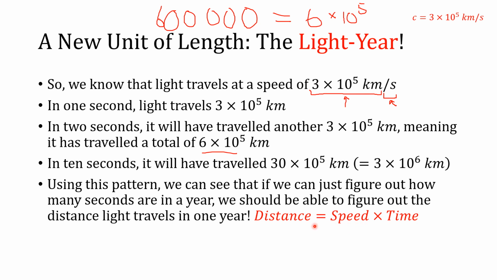The distance that light will travel in a year is going to be equal to the speed of light times the number of seconds in a year. That's what we need to do. Now we have the speed of light already, and we're interested in finding the distance. So all we need to do is write down the time in seconds.